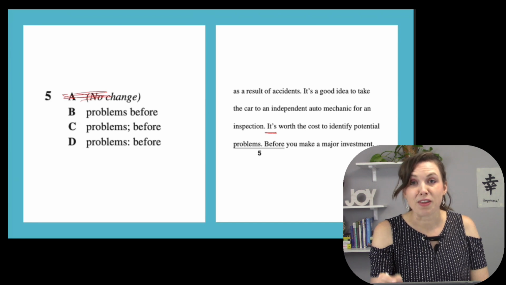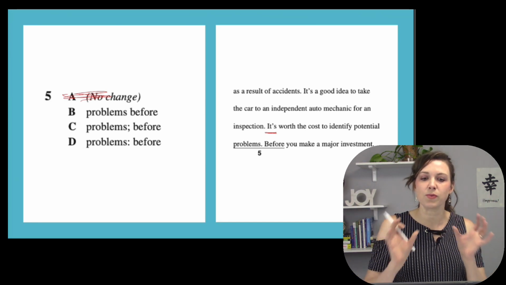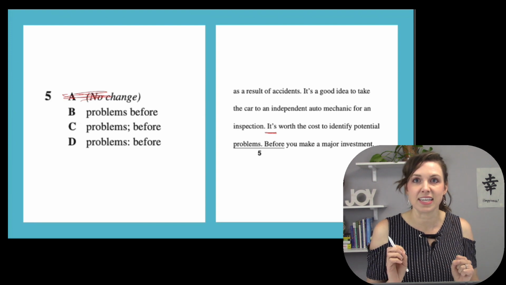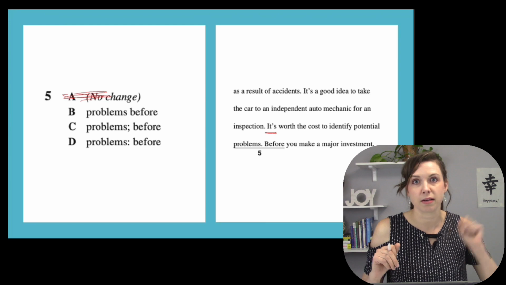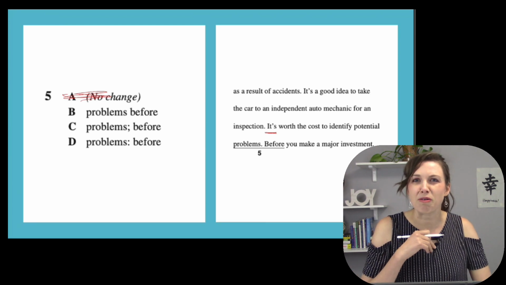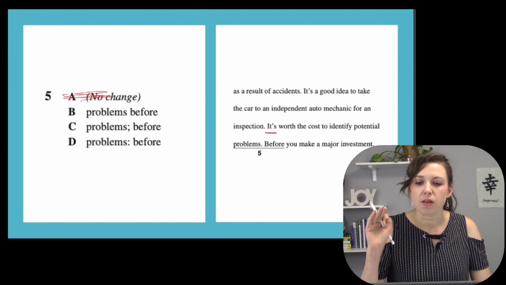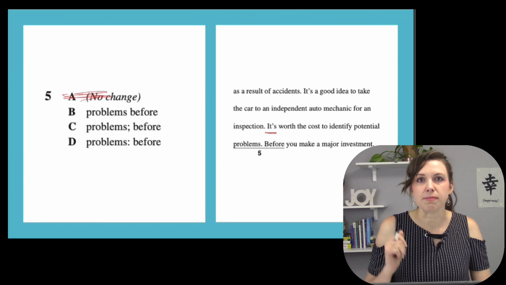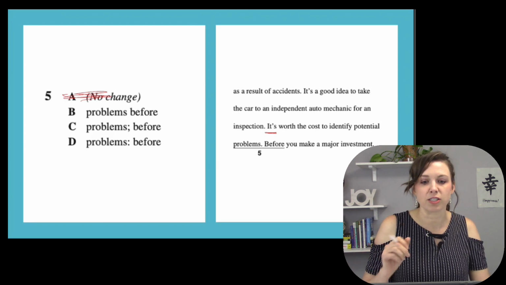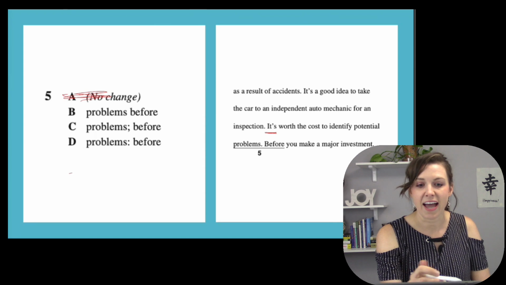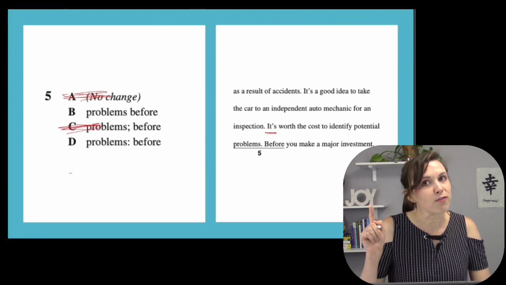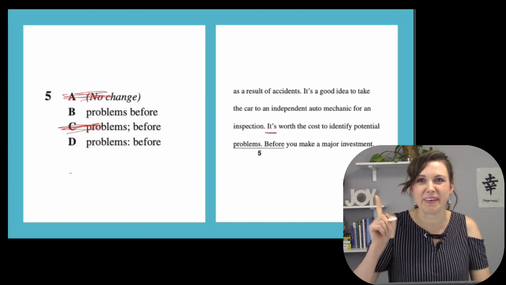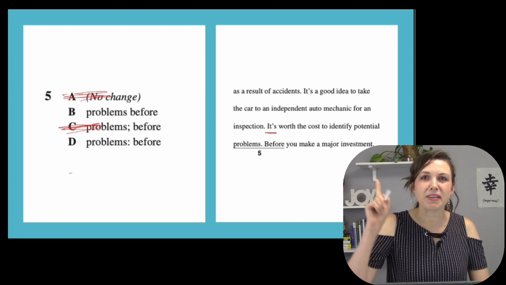C, if you're going to separate two sentences with a semicolon like it does in C, they have to be complete sentences with subjects, verbs, and complete thoughts. And like we said before, "before you make a major investment" does not have a subject. So it does not qualify as separating two sentences with a semicolon. I actually have a whole video on semicolons if you want to watch it. I'll put a little link right up there.